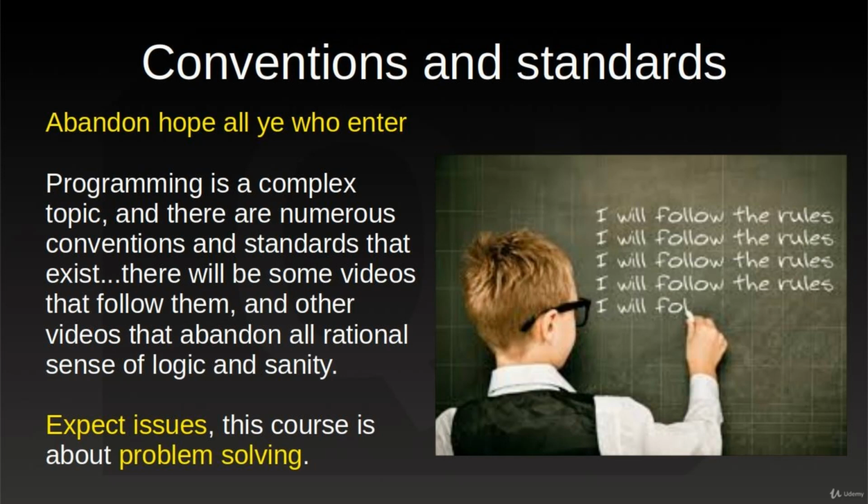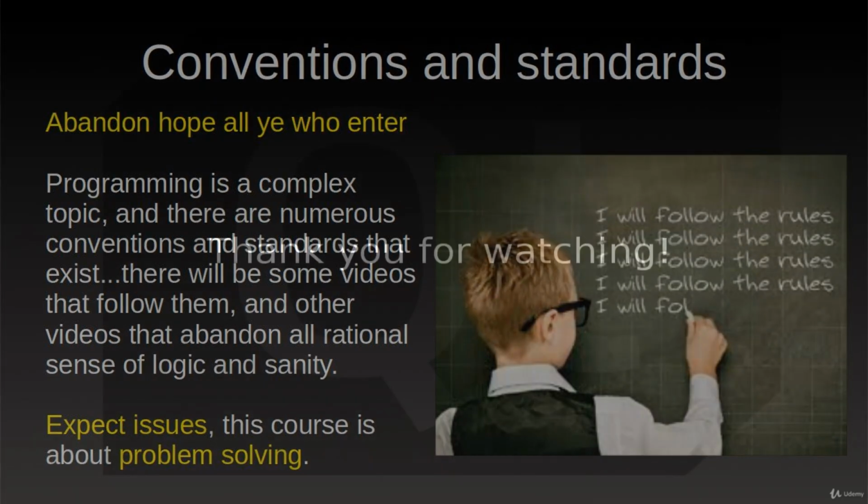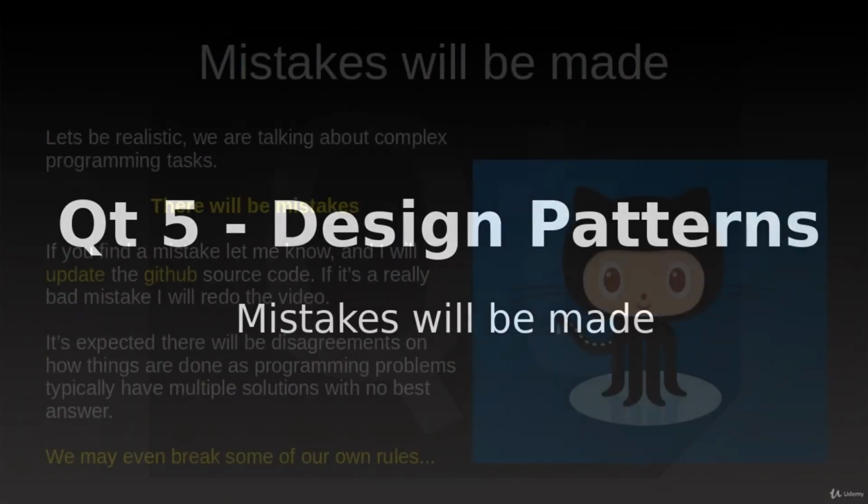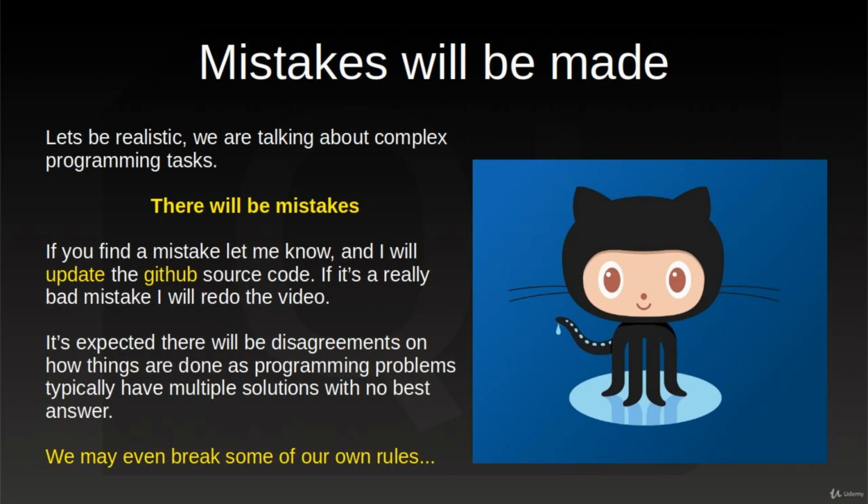Expect issues. This course is about problem solving. Mistakes will be made. Let's be realistic with each other. We're talking about complex programming tasks. There will be mistakes. If you find a mistake, let me know and I'll update the GitHub source code. If it's a really, really bad mistake, I'll redo the entire video. It's expected there'll be disagreements on how things are done, as programming problems typically have multiple solutions where there's just simply no best answer. We may even break some of our own rules.